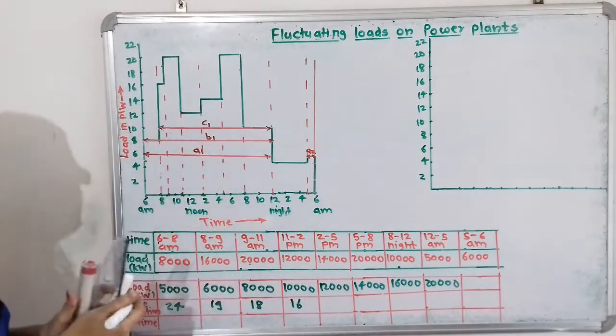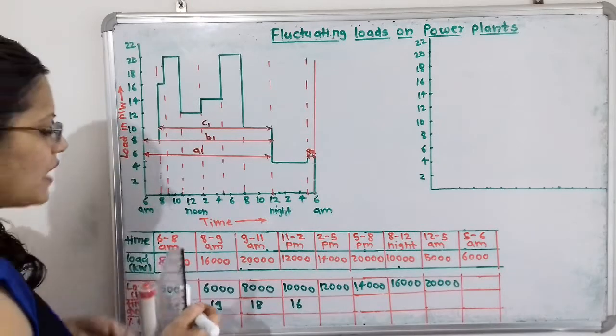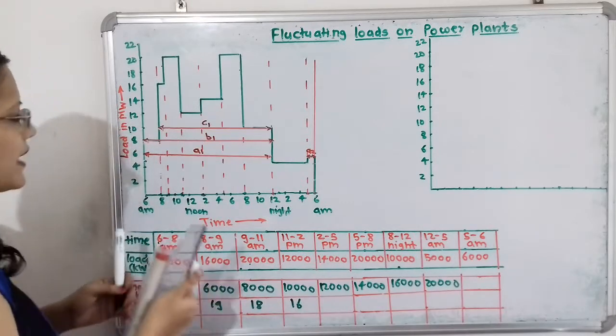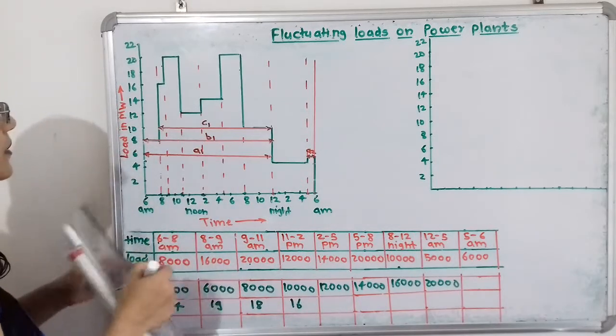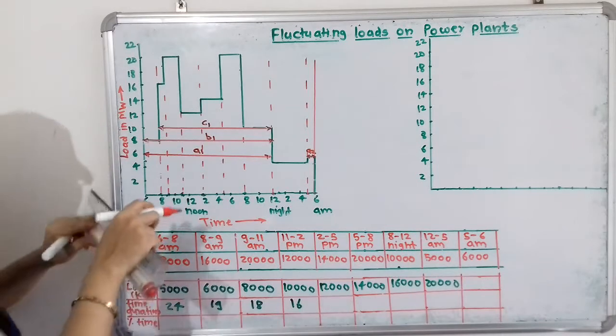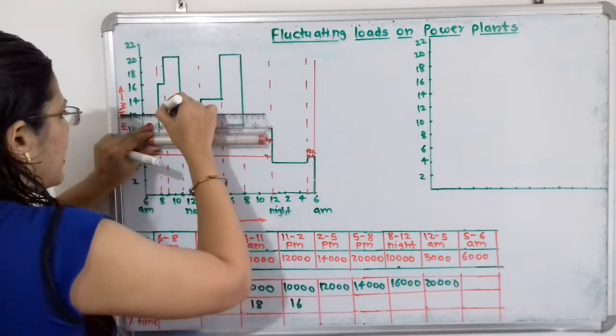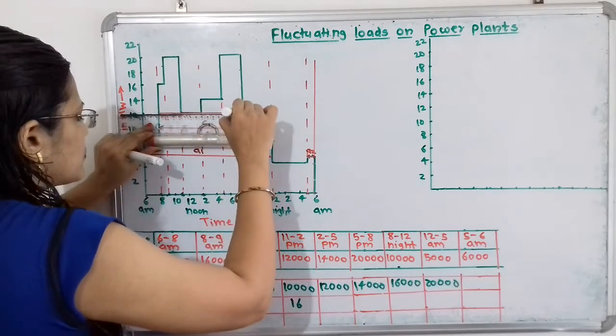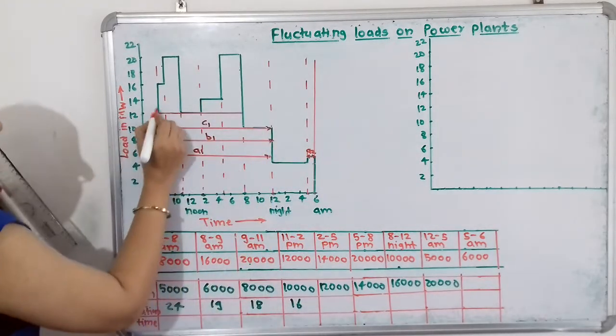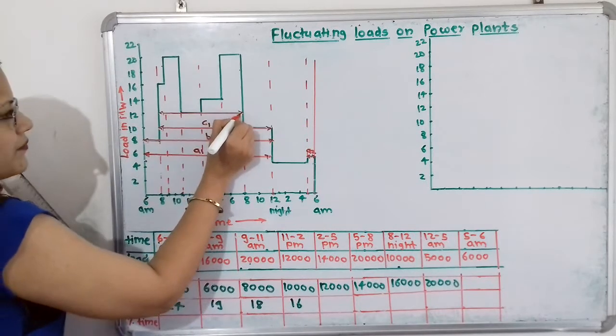Then for 12,000, that is 12 megawatt. So again I will show here for this 12 megawatt what is the total duration. For this 12 megawatt, the total duration I will show. I will use here the letter D. So here is the D1.